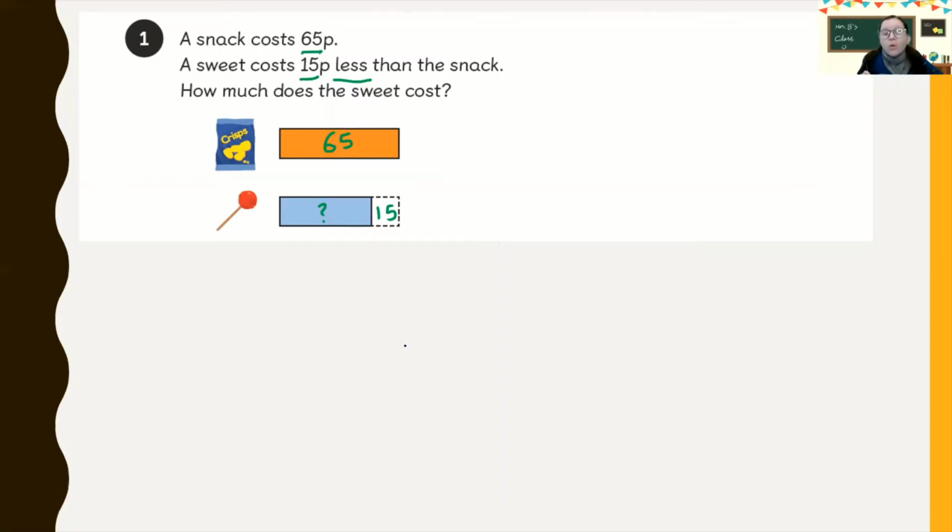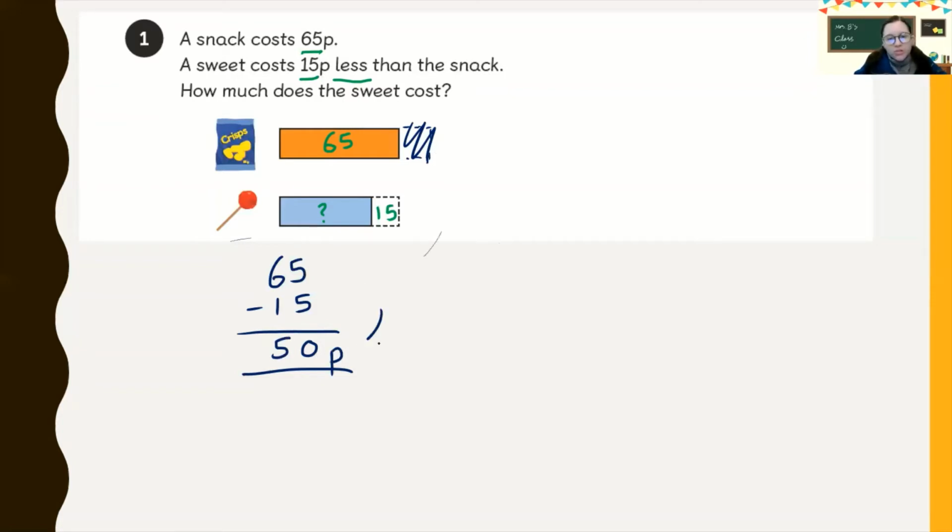So we need to take away. Once we've taken away this 15, we'll be left with this question mark section here. We don't want to add it on, because if we added it on, we'd have this amount, and that's not what we're looking for because it costs 15p less, so it can't be more. So we need to take away. So 65 take away 15. 5 take away 5 is 0. 6 take away 1 is 5. So how much does the sweet cost? 50p. Well done if you managed to do that one. I wish crisps were that cheap, my goodness.